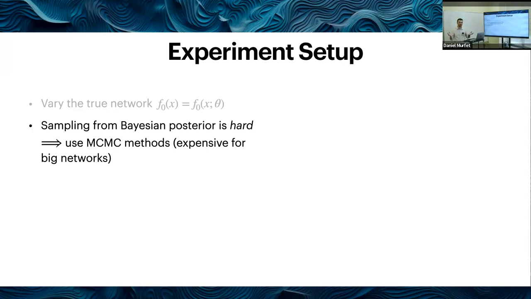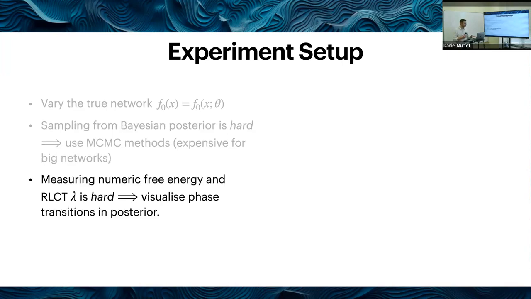But we can do it in this setup here because we have a sufficiently simple model and it's giving us some useful insights nonetheless. Also, measuring the numeric free energy and correspondingly the RLCT is also very hard. Dan and Susan's paper from a few years ago tried to do this, called Deep Learning is Singular and That is Good. We can post that in the chat later.